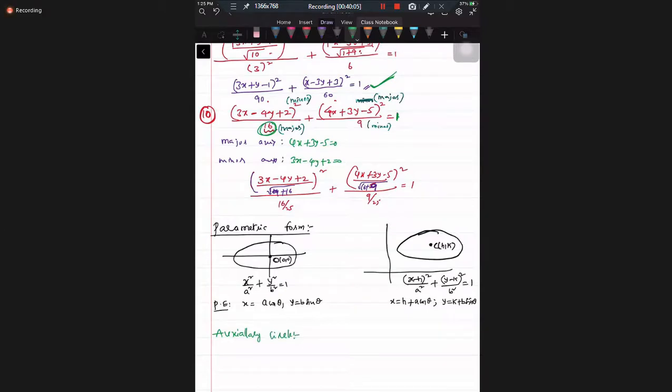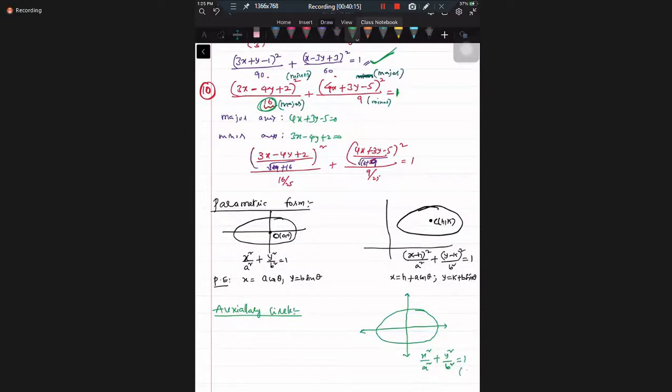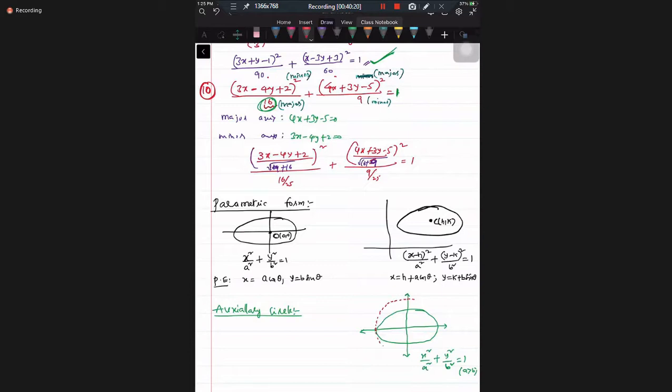Auxiliary circle. What is the auxiliary circle? This is the name, right? x square by a square plus y square by b square equal to 1, where a is greater than b. The circle which is taken with the major axis as its diameter, the center of the circle remaining the same. This dotted circle is the auxiliary circle, x square plus y square equal to a square. This is for the ellipse x square by a square plus y square by b square equal to 1 where a is greater than b.